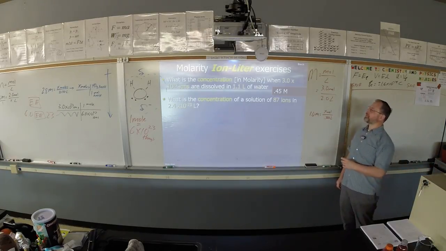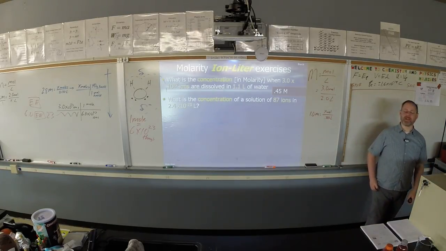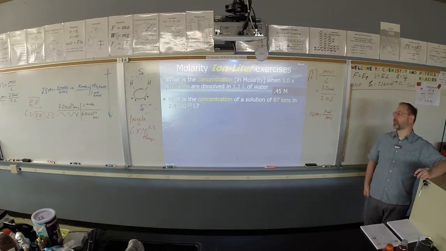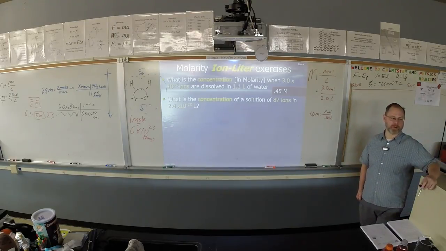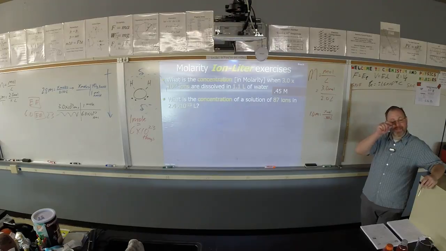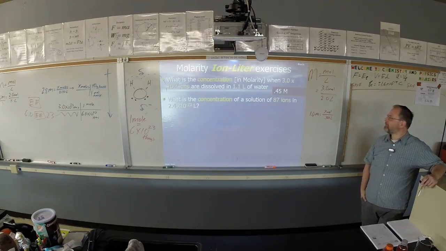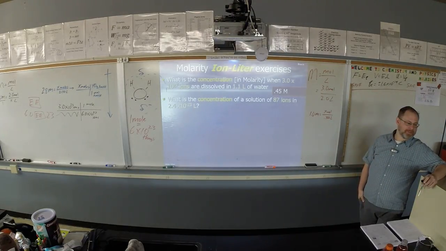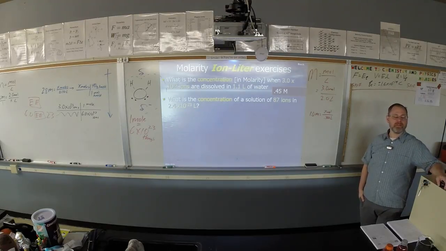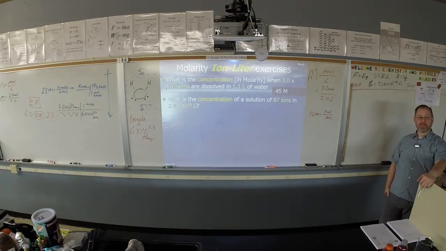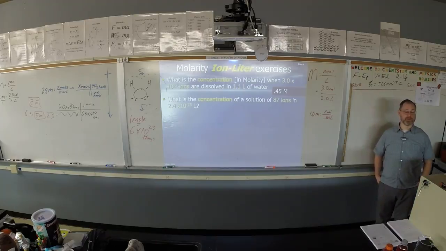Next, what is the concentration of a solution of 87 ions in 2.4 times 10 to the negative 23rd liters of water? It's a tiny amount of water. So again, same thing. Find out how many moles you have, then divide that over the volume, and you'll have your concentration.